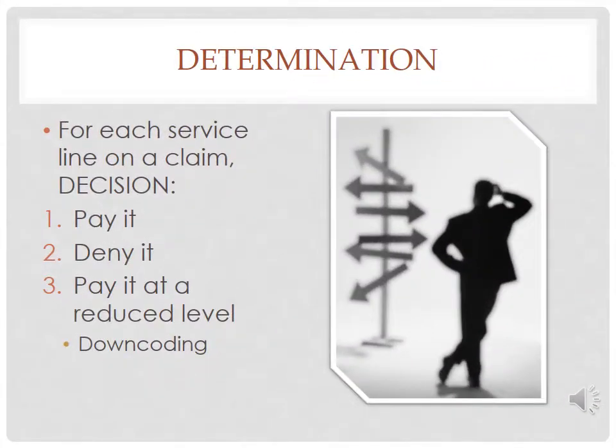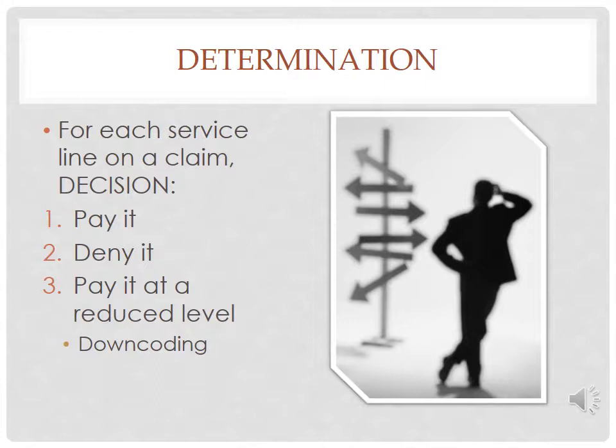The next step in claims adjudication then is determination. So for each and every service line on a claim, so every procedure or service that is charged, every line is looked at and it's determined, are they going to pay it? Will it be denied? Or will it be reduced in level and down coded, so it would be paid a lower price than what was originally on the claim?